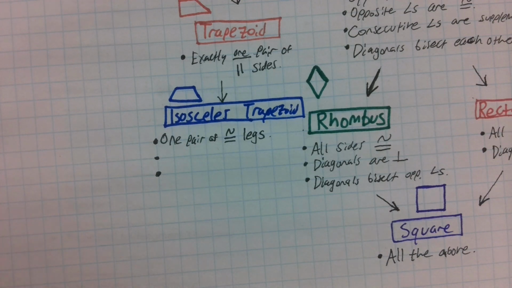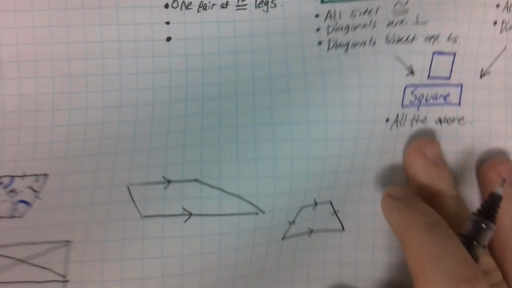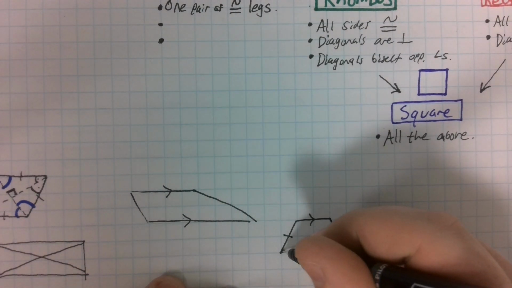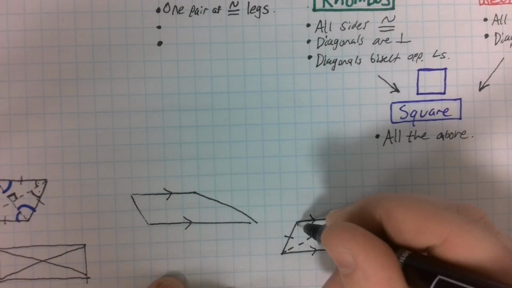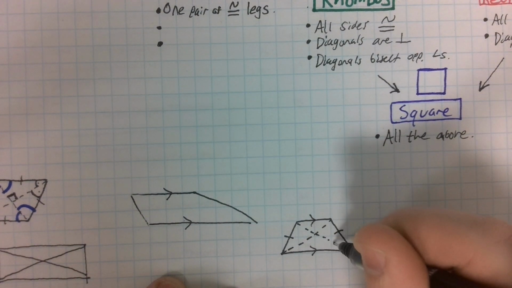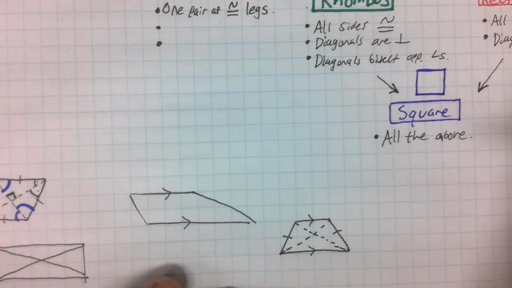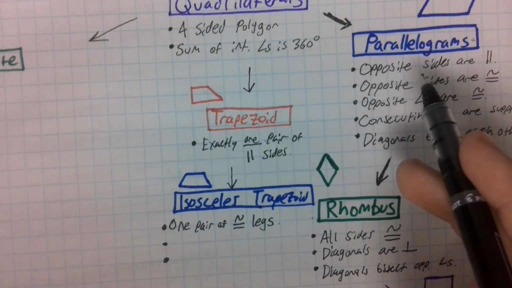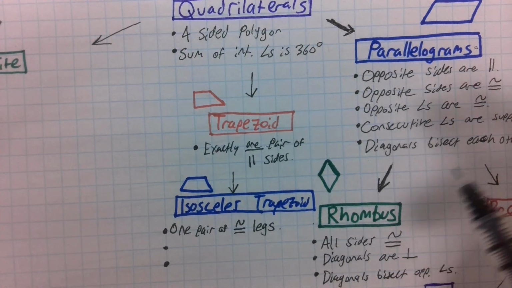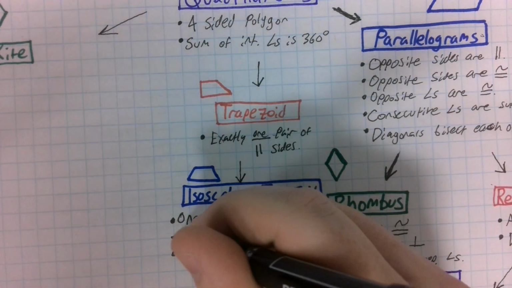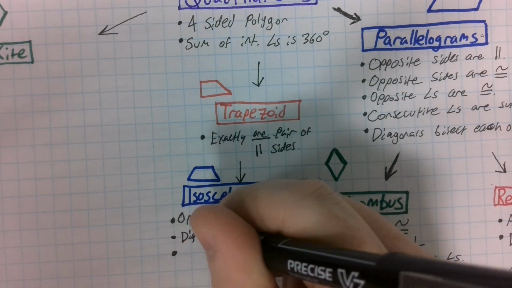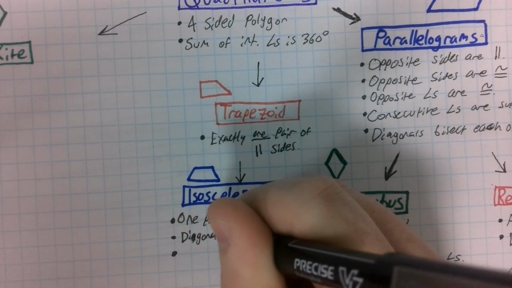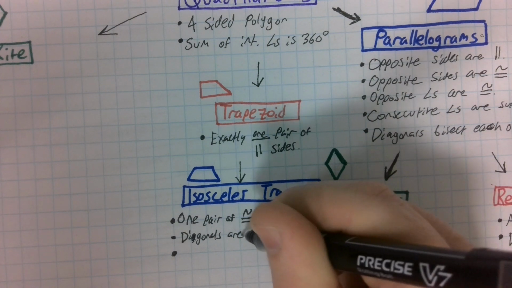Another thing about isosceles trapezoids is diagonals across them also appear to be congruent. It's because they are. They don't cut each other in half like parallelograms do, otherwise they'd be possibly a type of parallelogram. They do, however, have congruent diagonals. Diagonals are congruent.